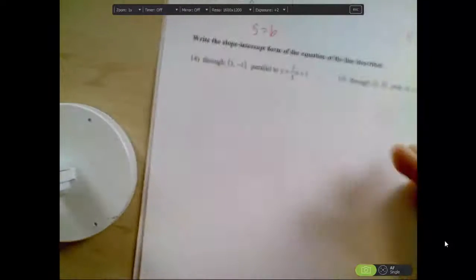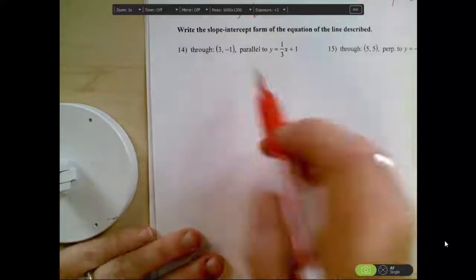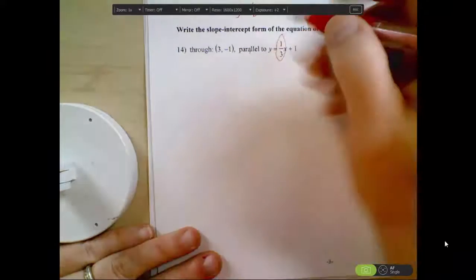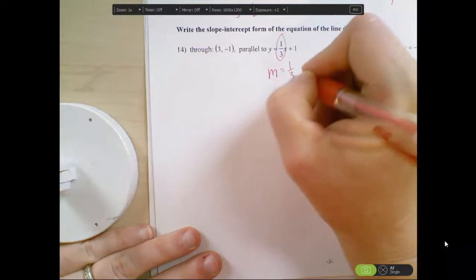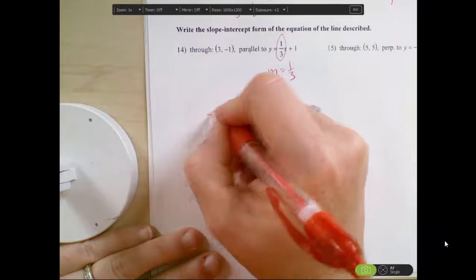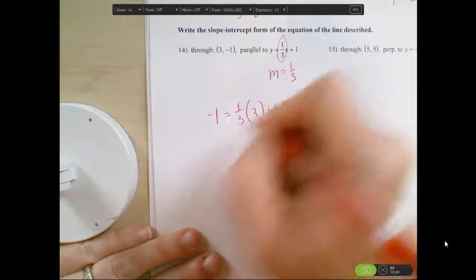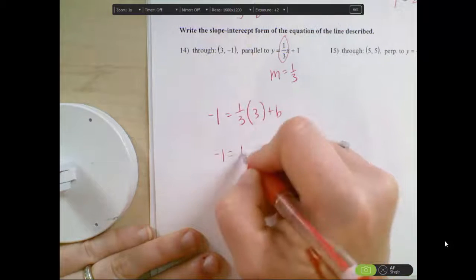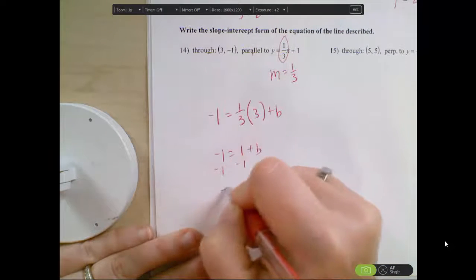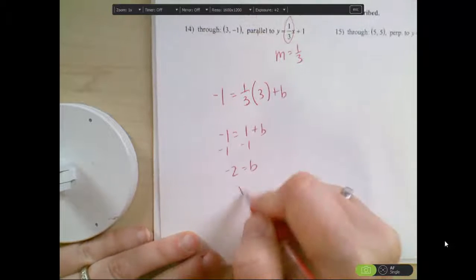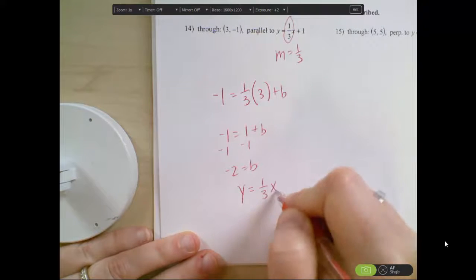Down here, we're doing the same thing. They're still giving you the m because a parallel line has equal slopes. So the m of my new line is 1/3. So I'll plug in the y, the m, the x, and solve for b. 1/3 times 3 is 1, minus 1 from both sides, and b is negative 2. So your equation is y equals 1/3 x minus 2.